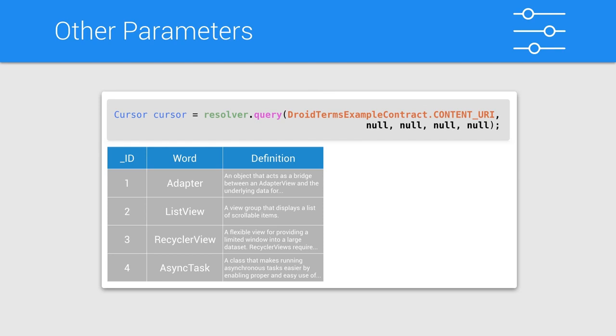These null parameters, when they are not null, relate to what is known as the projection, selection, selection arguments, and sort order of the data returned by the query function. These arguments mirror the different parts of a query statement in SQL.